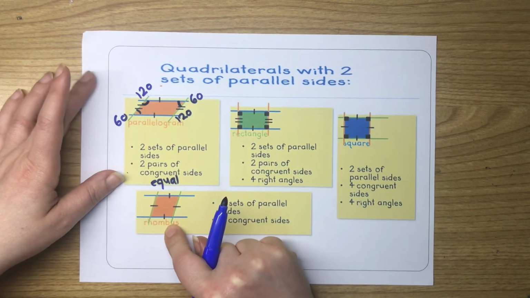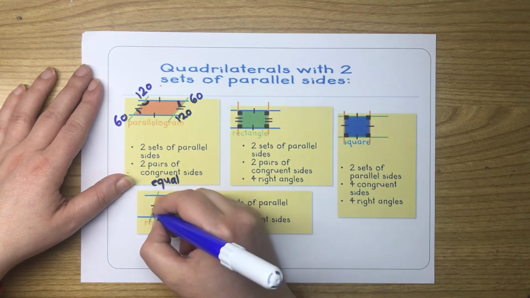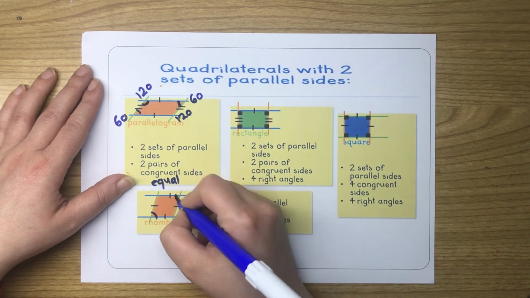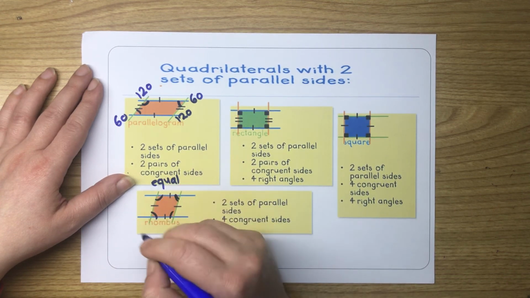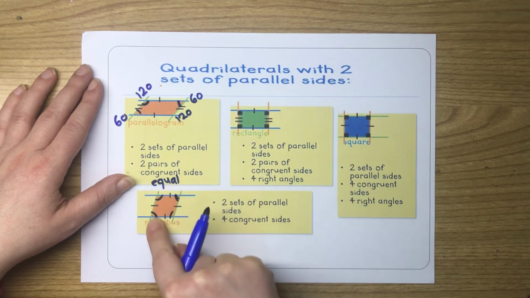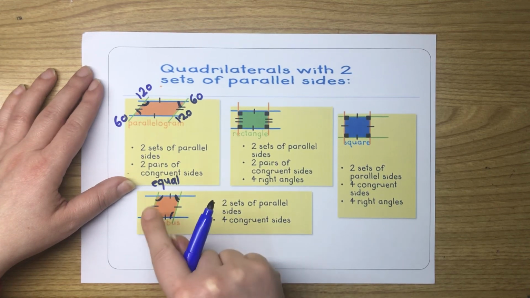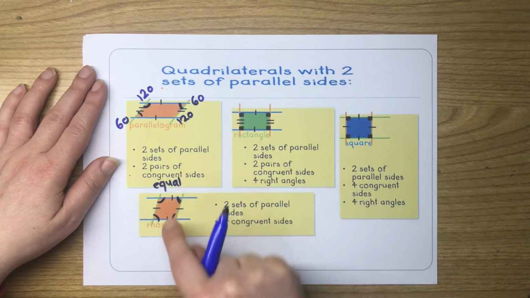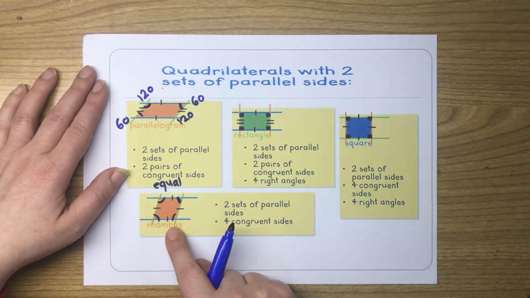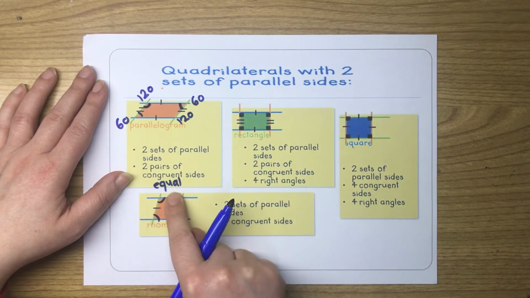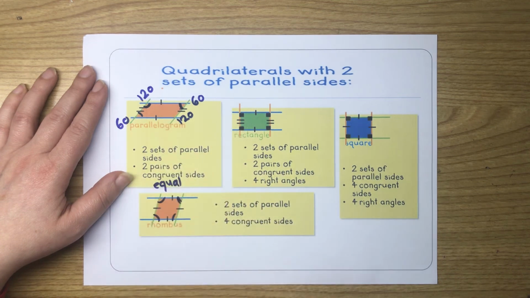The same as for the rhombus, opposite angles are equal, but the four sides are equal. That's the difference between the parallelogram and the rhombus. It has four equal sides and the characteristics of a parallelogram.